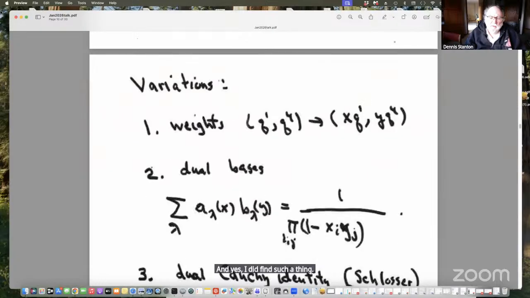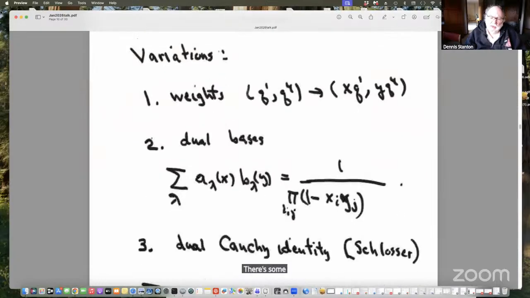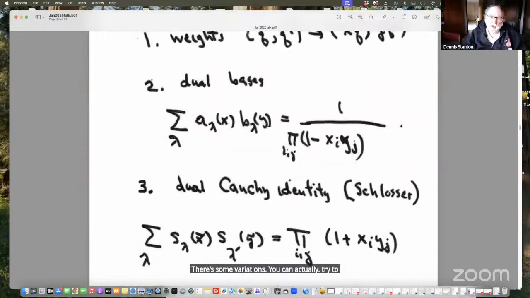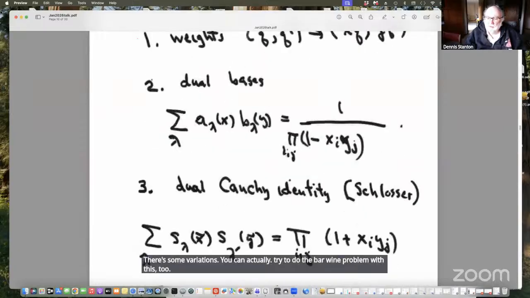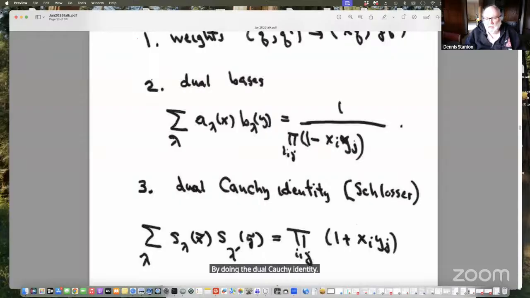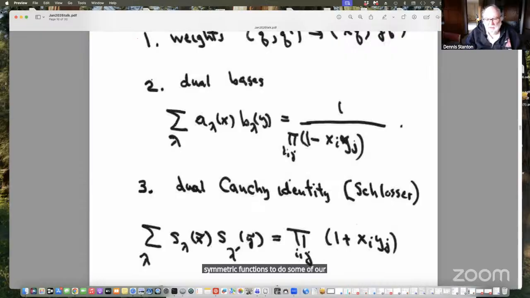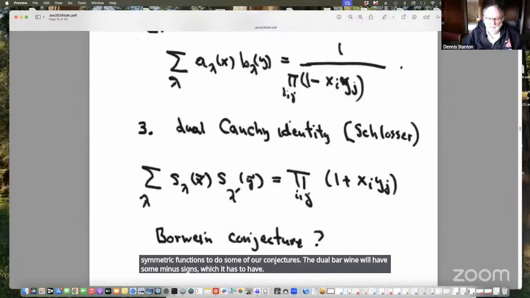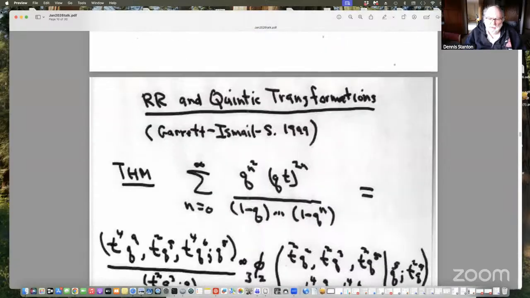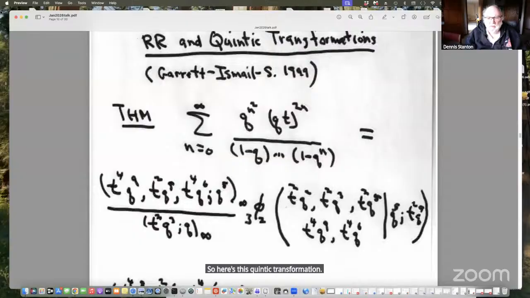There's some variations. You can actually try to do the Borwein problem with this too, by doing the dual Cauchy identity. So I think this is an area people haven't looked at, to use symmetric functions to do some of our conjectures. The dual Borwein will have some minus signs, which it has to have. So here's this quintic transformation. Look at this theorem. The left side is the same thing Watson had, basically. Just insert a power of t.